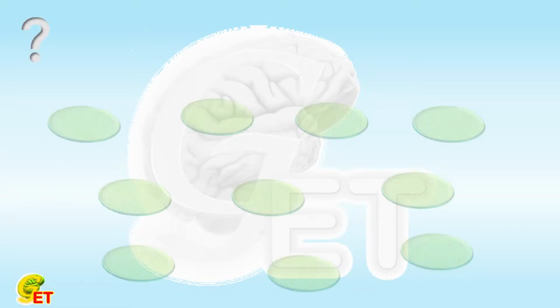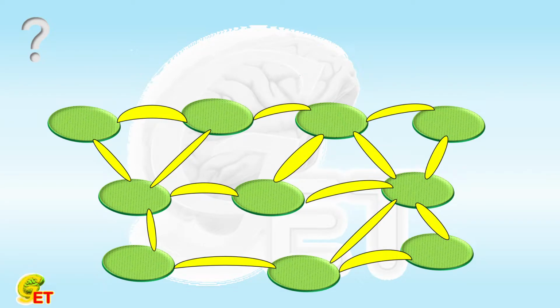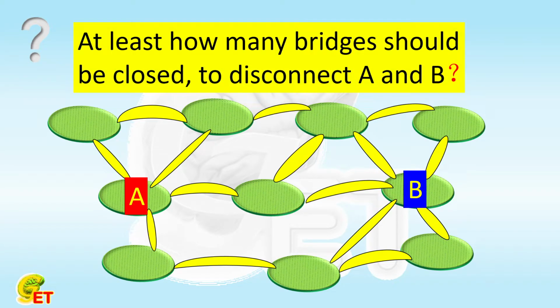There are 10 islands in a lake, which are connected by 15 bridges. Question. In order to completely disconnect Island A and Island B, at least how many bridges should be closed? Why not give a try, and we will come back soon.